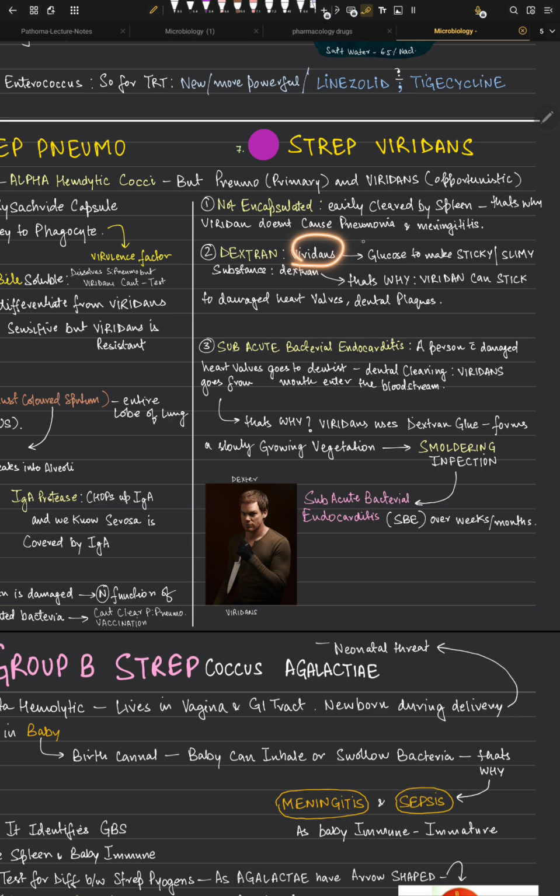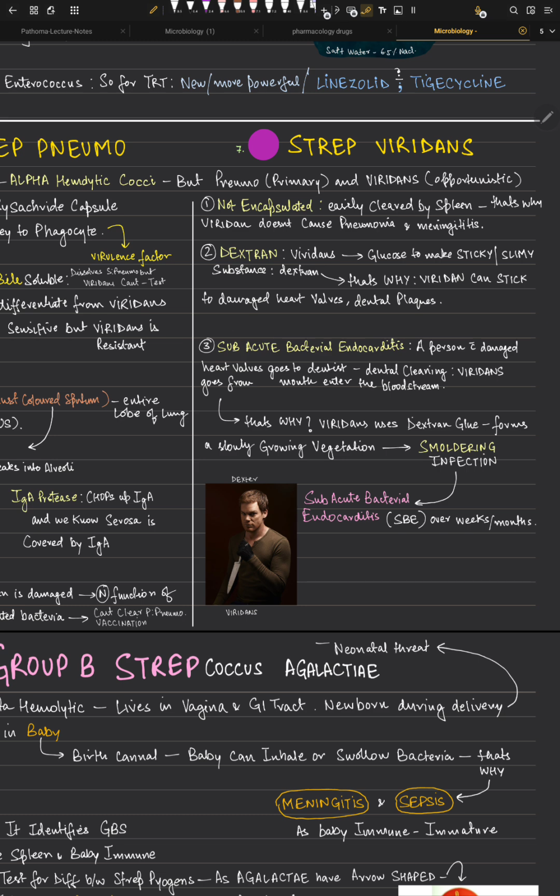So viridans, right? This bacteria uses glucose to make a sticky and slimy substance called dextran. This is why viridans can stick to damaged heart valves for years, or to dental plaques for years. So they make this thing called dextran. Imagine viridans with dextran, and dextran is dexter. So I hope we remember that.